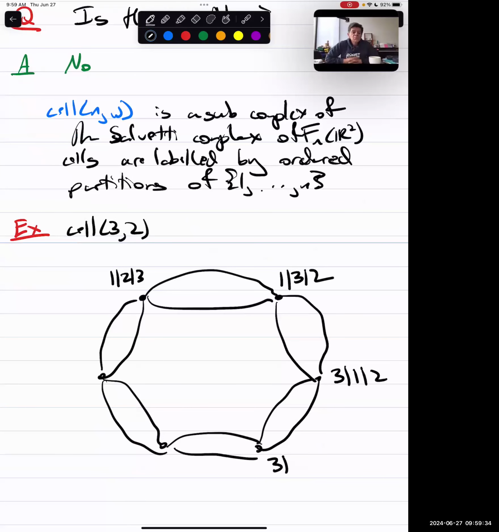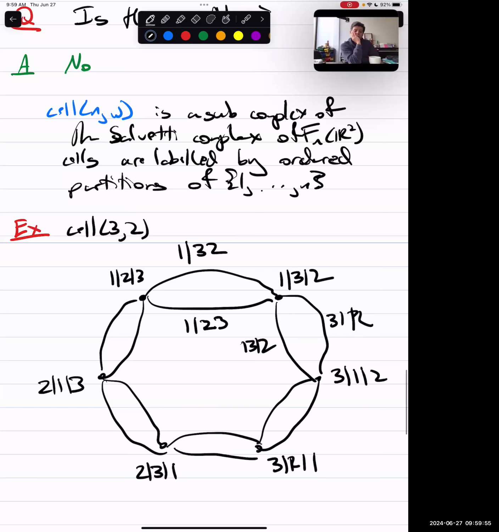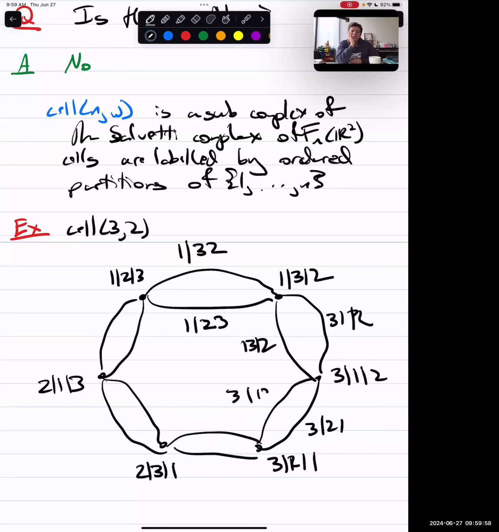So here are all of our various 0 cells. 2, 3, 1. 2, 1, 3. And here are all of our various 1 cells. And let's just describe these very quickly. 1, 3, 2, 1, 2, 3, 1, 3, 2, 3, 1, 2, 3, 2, 1, 3, 1, 2, 2, 3, 1, 3, 2, 1, 2, 1, 3. Let's be consistent here. 3, 1, 2, 1, 3, and finally 2, 1, 3, and 1, 2, 3.